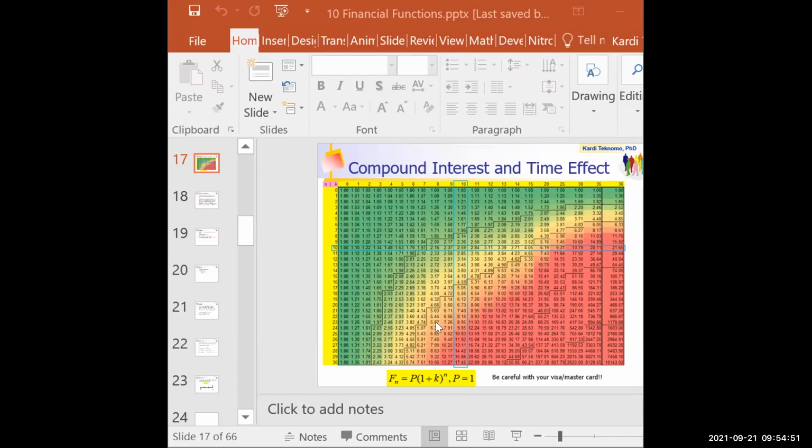Okay. So the formula is down there, the one in yellow. So future value of the principal, okay, multiplied by 1 plus k exponent n. K is the interest rate, n is the time. In this case, P is equal to 1. So we calculated using the minus future value, right? You can, or you can just put into the formula.